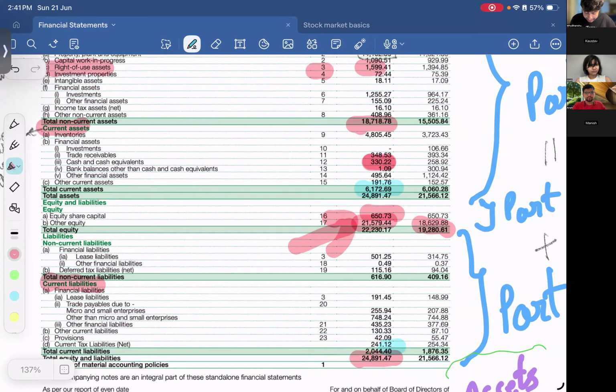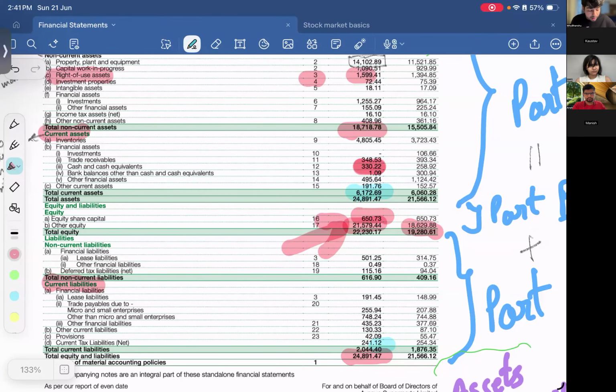Now let's look at liabilities. And by the way, it's such a strong balance sheet. Look at the liabilities. It's just 2,000 crores compared to 22,000 crores of equity. So they owe just 10% of that. They can pay their debts 11 times over using the money that they have in equity, which is amazing. This is not always the case.